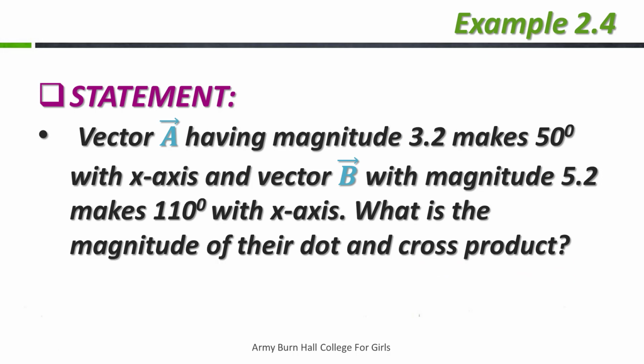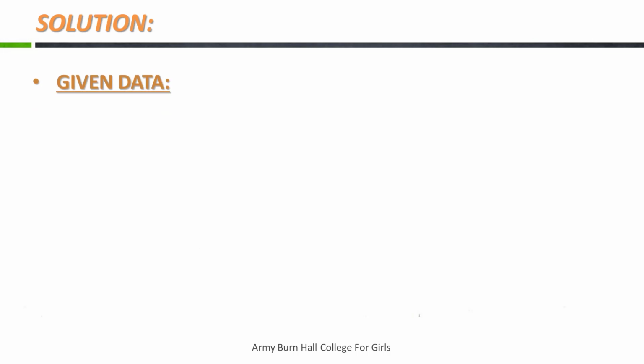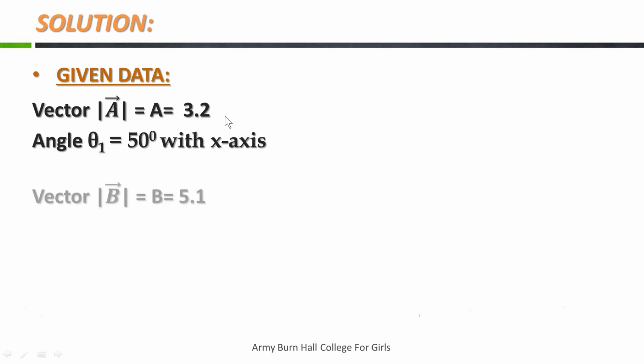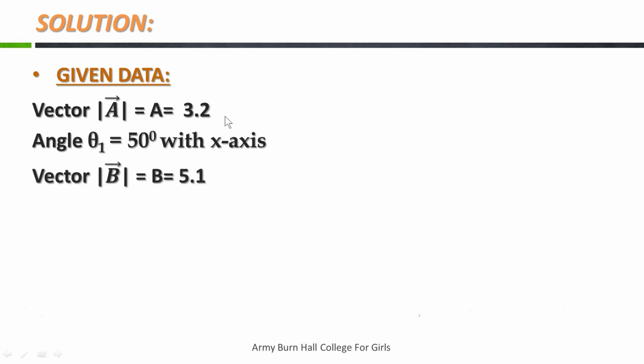So we will follow the same format as we have done in the previous numericals. First we will write down the given data. We have the magnitude of vector A. You know that the magnitude is represented either in this form, bars with arrowhead, or simply A. Both represent the magnitude, and the given value is 3.2. Angle theta 1 is 50 degrees with x-axis. The magnitude of vector B is 5.1. Angle theta 2 is equal to 110 degrees with x-axis. That was the given data.